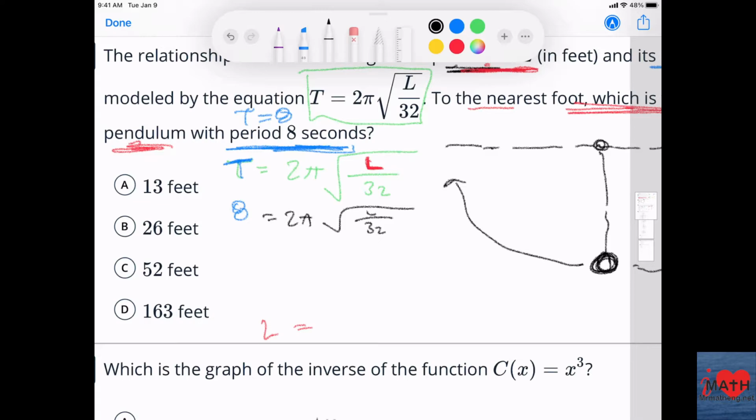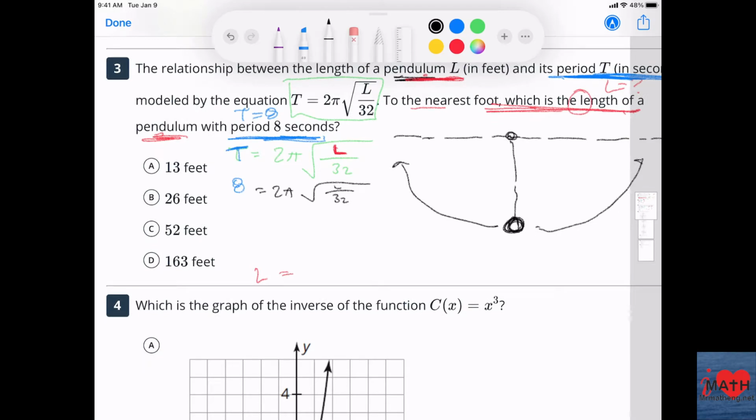And basically what I need to do here is just solve for L. So solving, remember, PEMDAS, but solving goes this way. So I'm going to do the addition and subtraction, which there is none. Now I'm going to do multiplication and division, which I see here. I'm going to divide both sides by 2 pi.